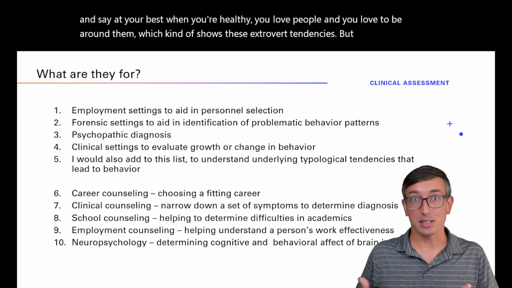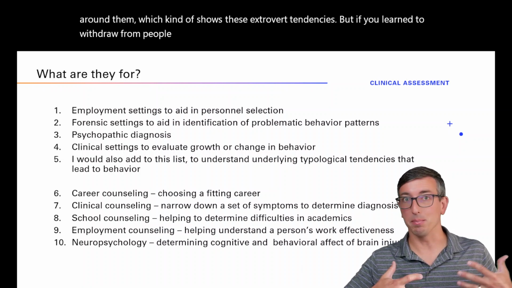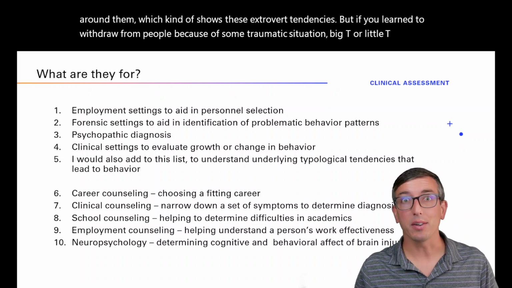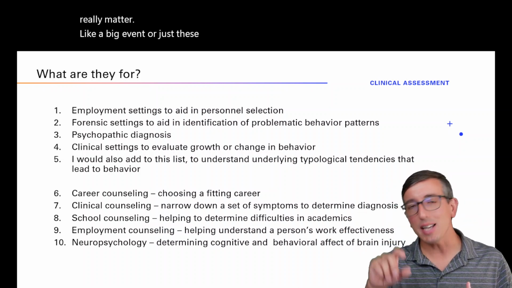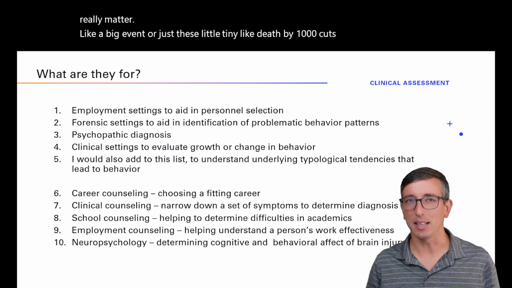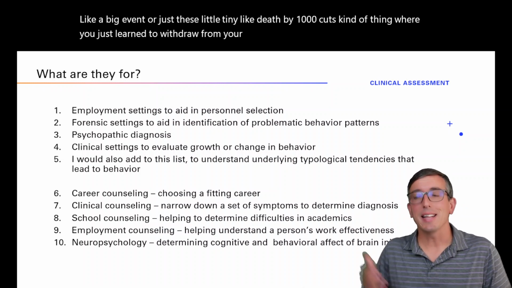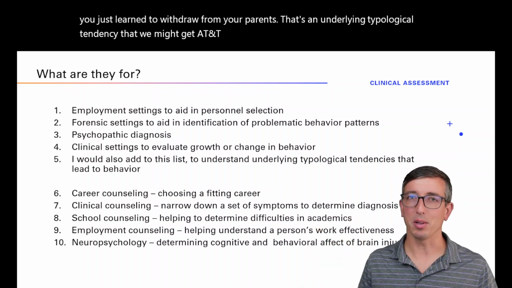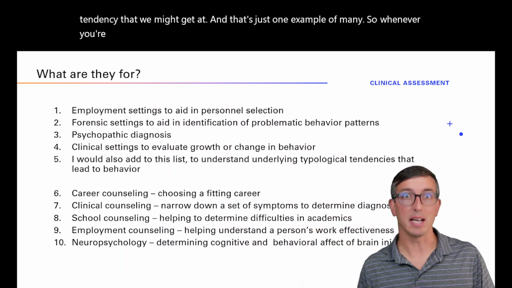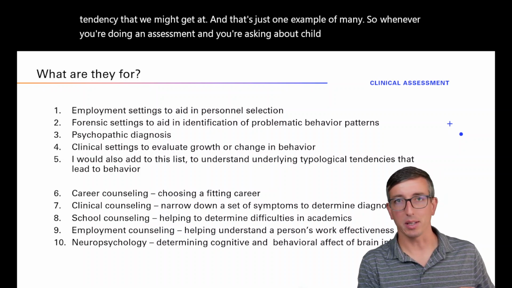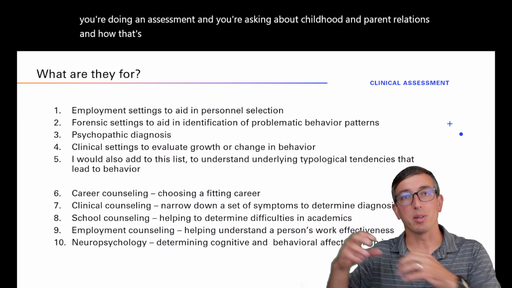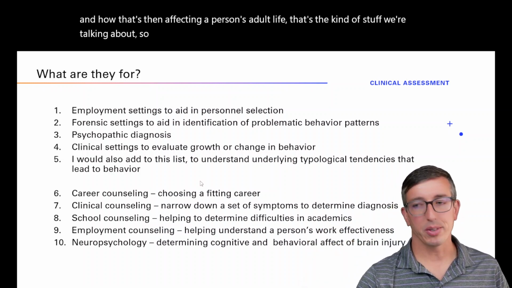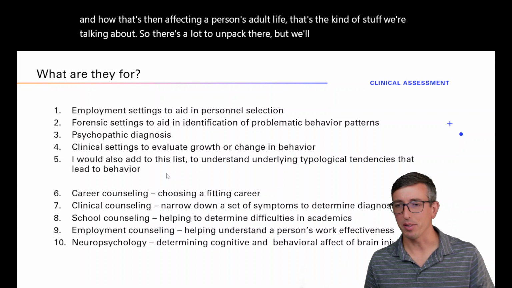But if you learned to withdraw from people because of some traumatic situation, big T or little t doesn't really matter, like a big event or just these little tiny death by 1,000 cuts kind of thing, where you just learn to withdraw from your parents, that's an underlying typological tendency that we might get at. And that's just one example of many. So whenever you're doing an assessment and you're asking about childhood and parent relations and how that's then affecting a person's adult life, that's the kind of stuff we're talking about. So there's a lot to unpack there, but we'll just leave that one there for now.